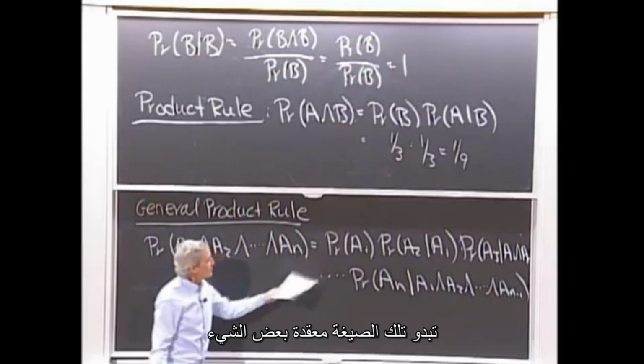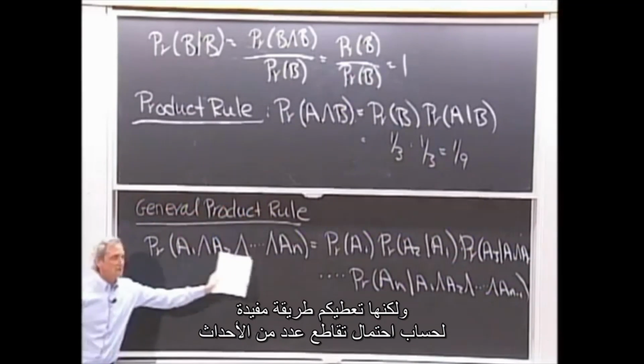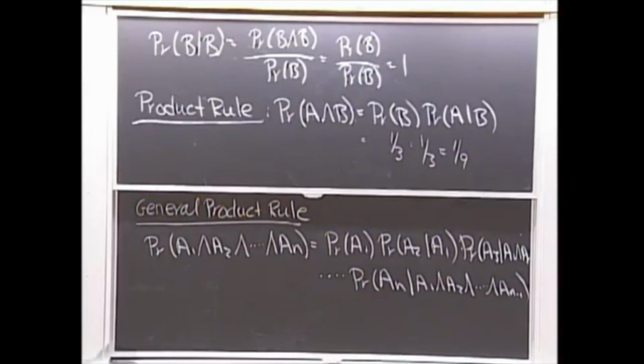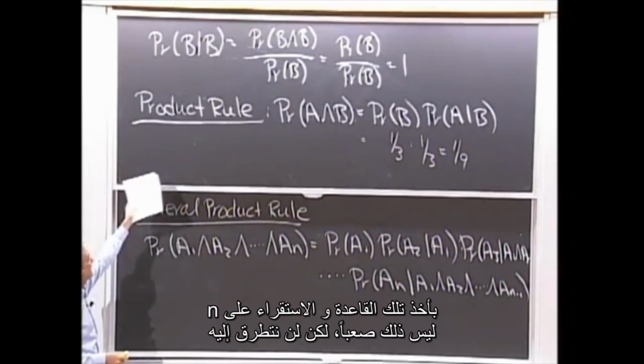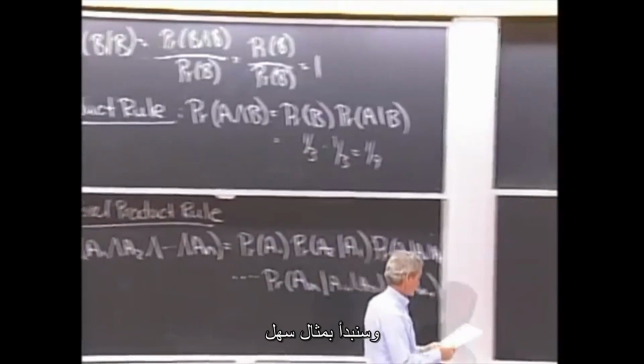All right, so that starts to look a little more complicated, but it gives you a handy way of computing the probability that an intersection of events takes place. This is proved by induction on n, just taking that rule and using induction on n. It's not hard, but we won't go through it. All right, let's do some examples. We'll start with an easy one.